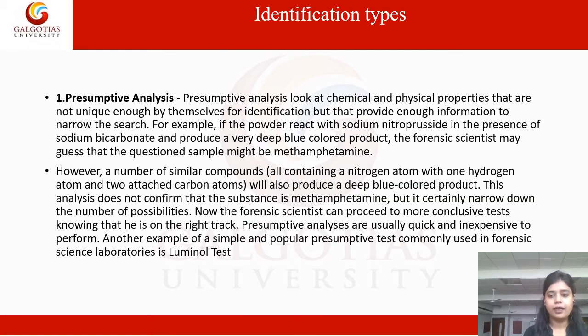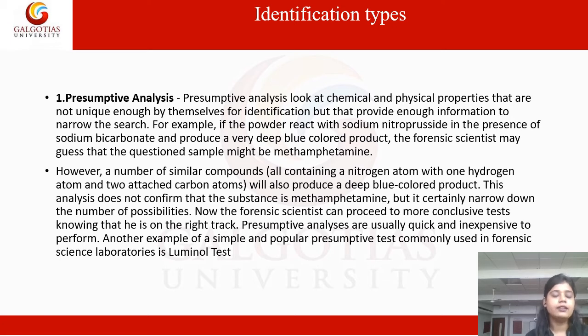Now let's see the types of identification. We start with a preliminary examination, and among them presumptive analysis is the first step. Presumptive analysis looks at chemical and physical properties that are not unique enough by themselves for identification, but provide enough information to narrow the search. For example, if the powder reacts with sodium nitroprusside in the presence of sodium bicarbonate and produces a very deep blue color product, the forensic scientist may guess that the question sample might be a methamphetamine.